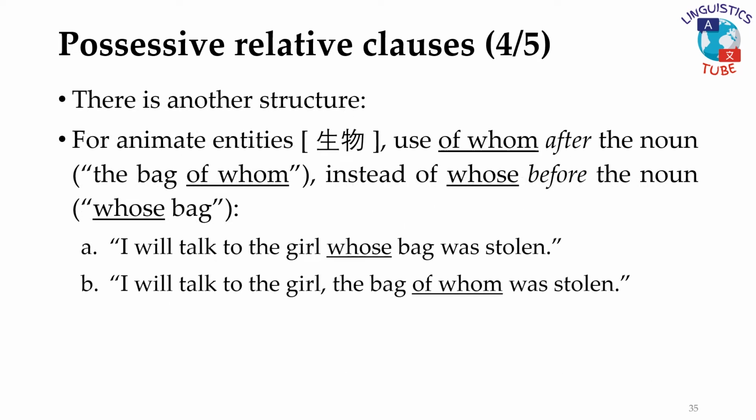There is, in fact, another structure for possessive relative clauses, which uses different relative pronouns depending on whether the possessed entity is living or not living. For animate entities, it is possible to use of whom after the noun, instead of whose before the noun. Therefore, you can say the bag of whom instead of whose bag. Compare the two types here. I will talk to the girl whose bag was stolen. I will talk to the girl, the bag of whom was stolen.